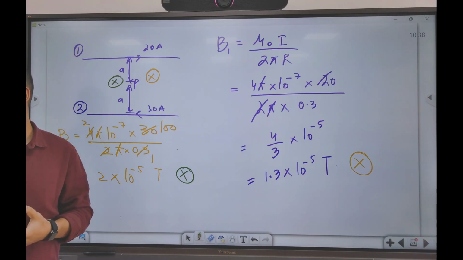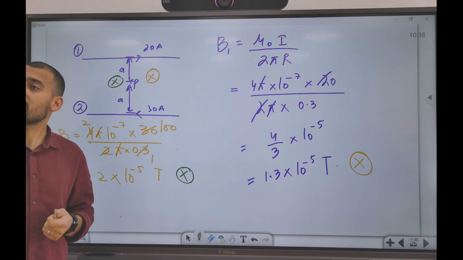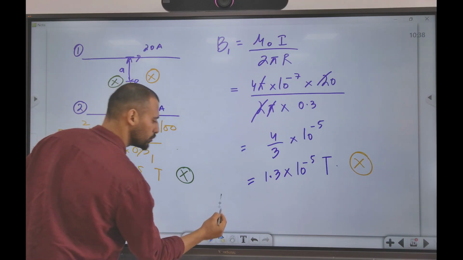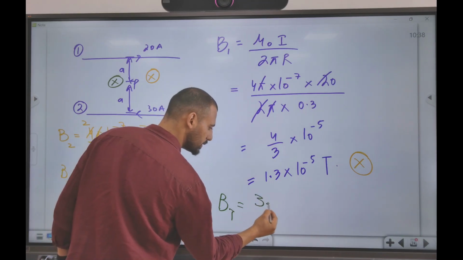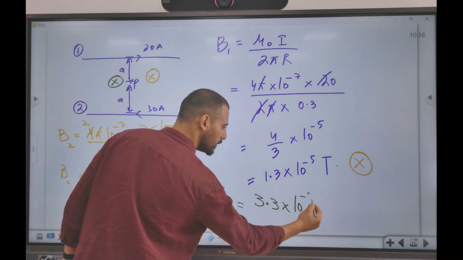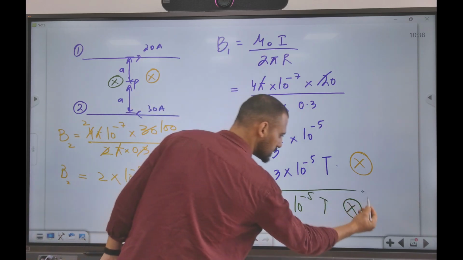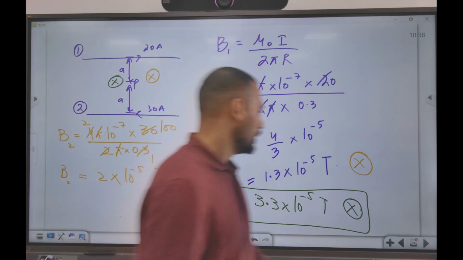How do you find the total? You add them, because the direction is the same. If the direction was different, then you had to subtract them. Is it clear? So the total magnetic field would be 1.3 plus 2, that is 3.3 times 10 to the power negative 5 Tesla, and the magnetic field is inwards. This is it. Any doubt? Clear? Very good.